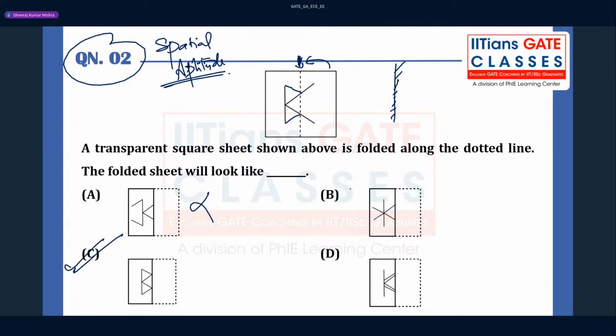Option C. These are the options which are wrong. How can you get this line? You can't get this line. So option C will be the answer for this question. Understand? You have to simply fold it, and it's a very simple situation, right? So the left becomes right, and that you have to understand.